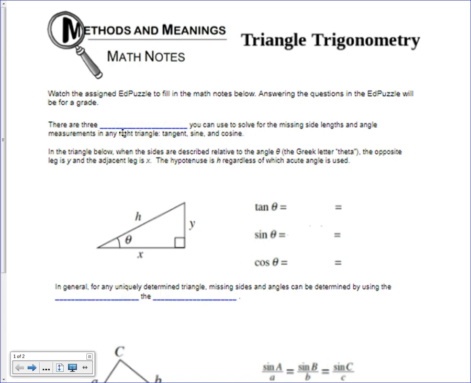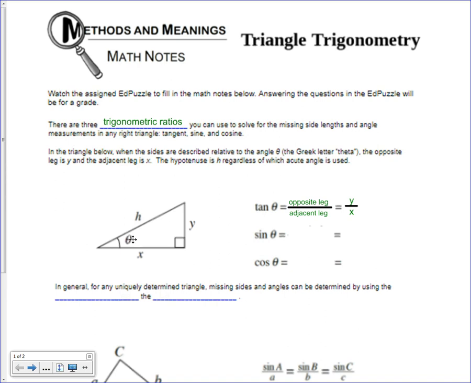There are three trigonometric ratios you can use to solve for missing side lengths and angle measurements in any right triangle: tangent, sine, and cosine. In the triangle below, the sides are described relative to the angle theta: the opposite leg y and the adjacent leg x. The hypotenuse is h, regardless of which acute angle is used. If we wanted to use tangent, we would look at the opposite leg over the adjacent leg, and that's going to be equal to y over x.